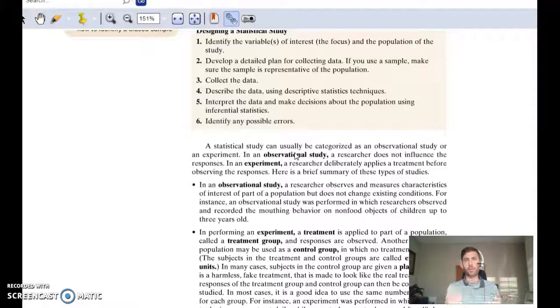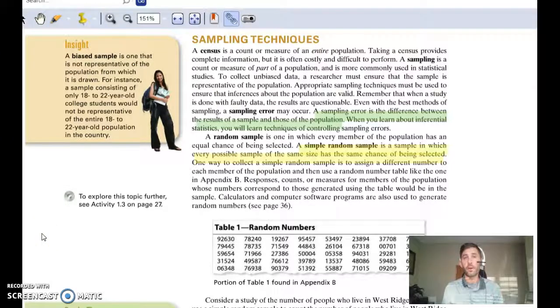A good example is when you give one group of people a drug, you give the other group a fake drug, and you see if they respond any differently to their disease that they're dealing with. So you're influencing the groups and then looking to see what happens. That's an experiment. If you just sit there and look, don't do any influence at all, that's an observational study because you're just observing. And to wrap up this video, I want to talk about different sampling techniques.